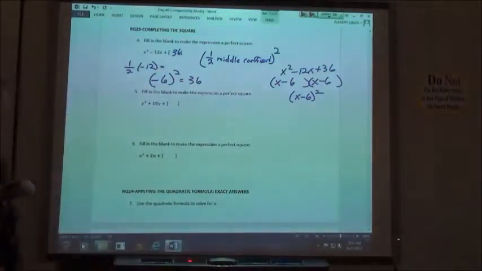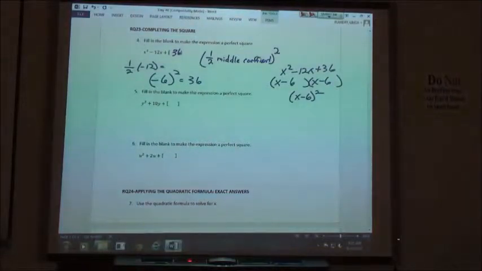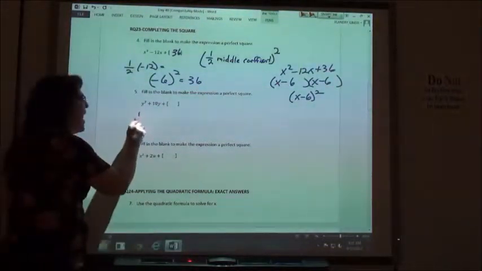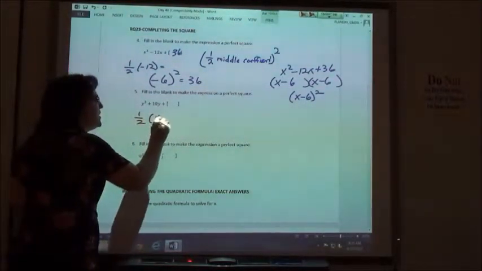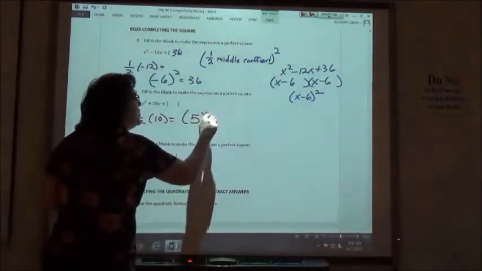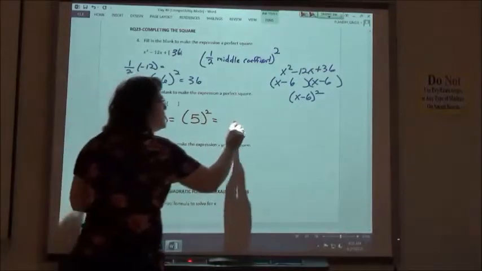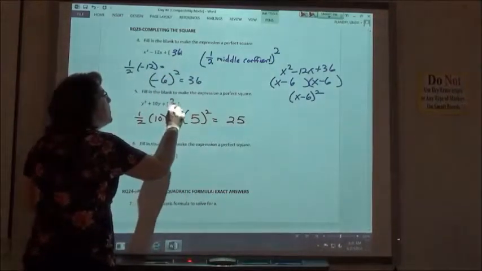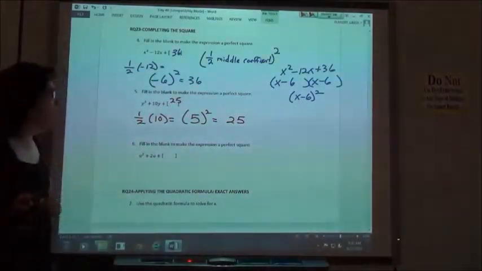So number 5, I'm going to fill in the blank to make the expression a perfect square. I'm going to take half of my middle coefficient, which is 10. So half of 10 is 5. I'm then going to square that number. 5 squared is 25. So the number here on the end should be 25.